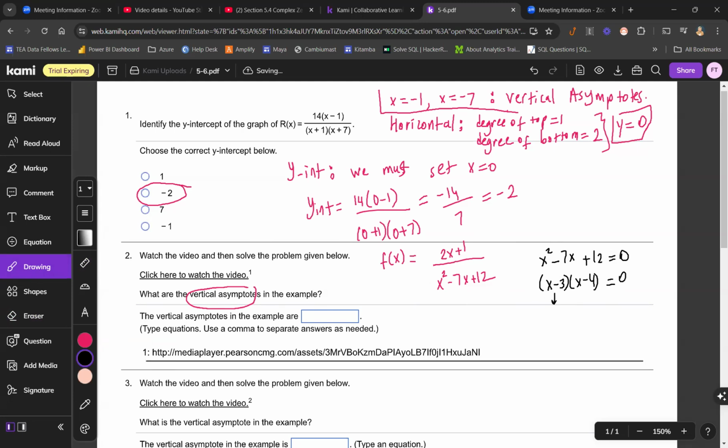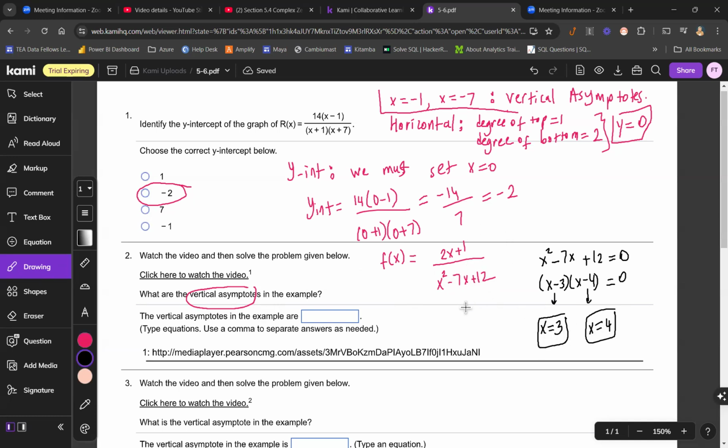Then you set x minus 3 to 0. This gives you x equals 3, which will be the first vertical asymptote. And then this one, when you set it to 0, it will give you x equals 4 as a vertical asymptote. Again, the vertical asymptote is whatever number makes your denominator equal to 0.